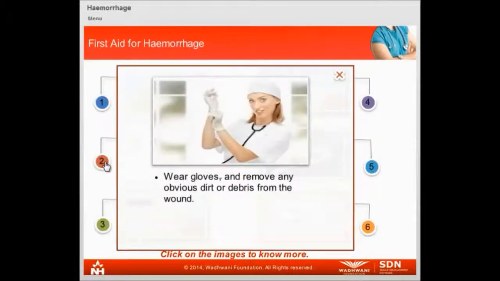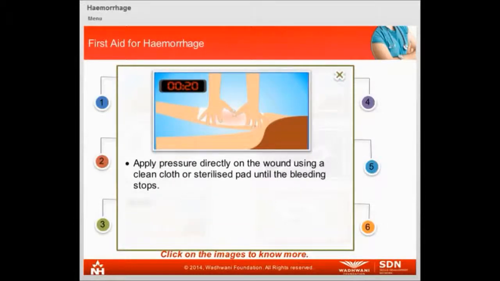Wear gloves and remove any obvious dirt or debris from the wound. Don't remove any large or more deeply embedded objects. Your principal concern is to stop the bleeding. Apply pressure directly on the wound until the bleeding stops. Use a sterile bandage or clean cloth and apply continuous pressure for at least 20 minutes, without pausing to check whether the bleeding has stopped.